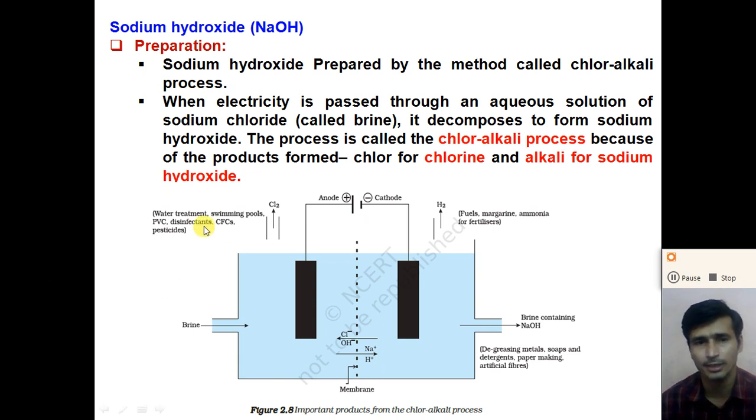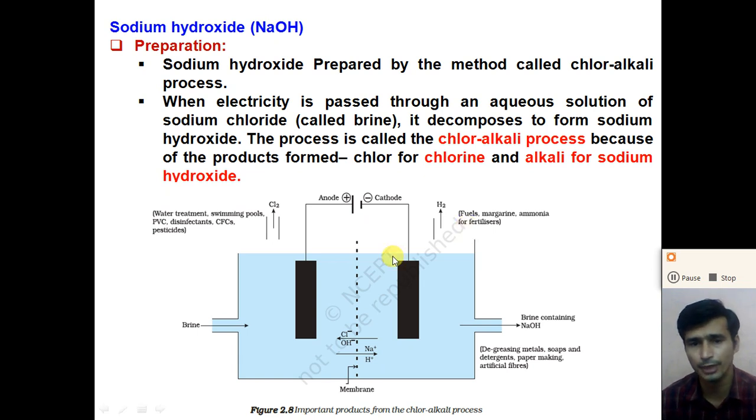For example, chlorine gas released during this chlor-alkali process is used in water treatment, in swimming pools, PVC, disinfectants, CFC, and pesticides. So here the chlorine gas is released and the alkali, that is sodium hydroxide, is formed. That's why this process is called chlor for the chlorine and alkali for the sodium hydroxide. So this process is known as the chlor-alkali process.